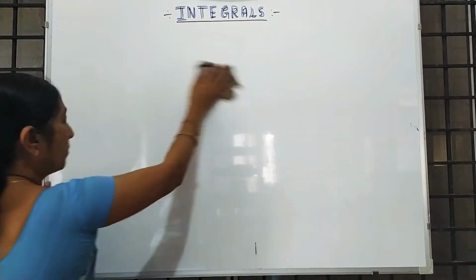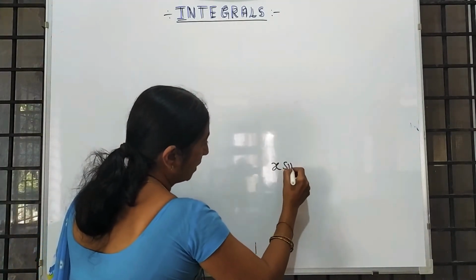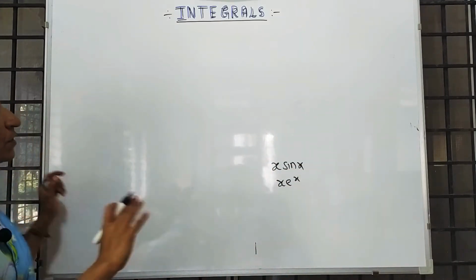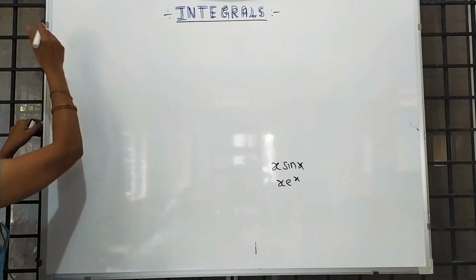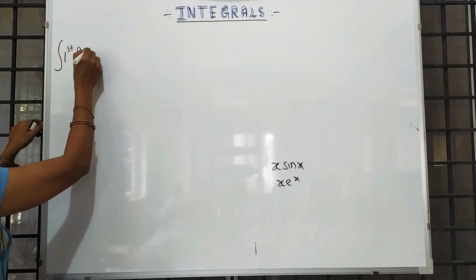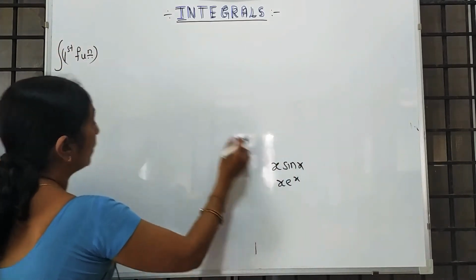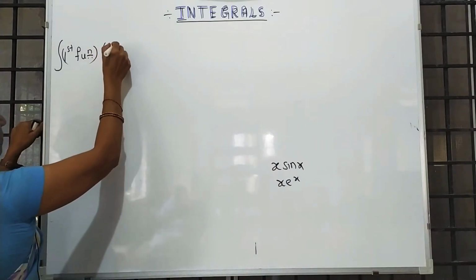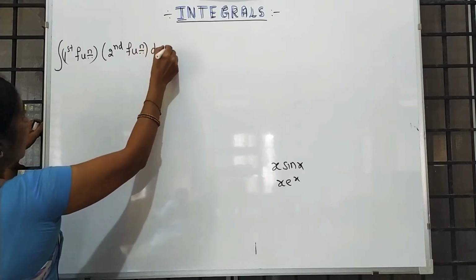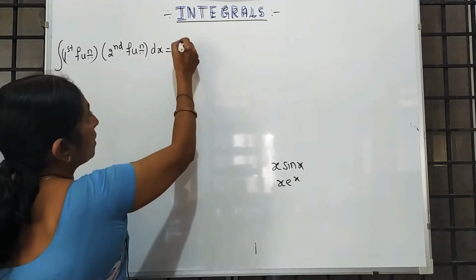So when you are applying integration by parts, if they are in the form of x sin x or x e raised to x, they are in the form of a product. So before going to the examples, I will give the simplest form of the formula. Two functions are given and you have to identify the first function and the second function. Integration sign, first function into second function.